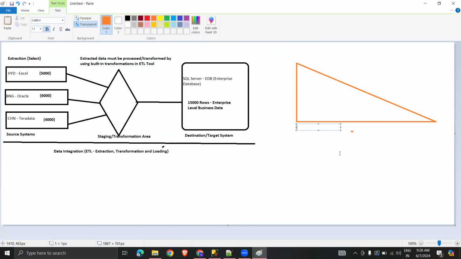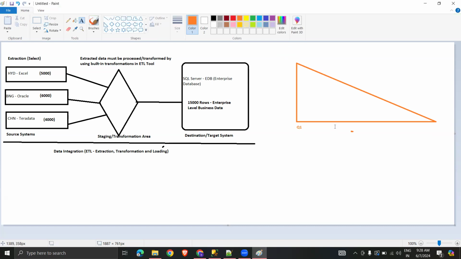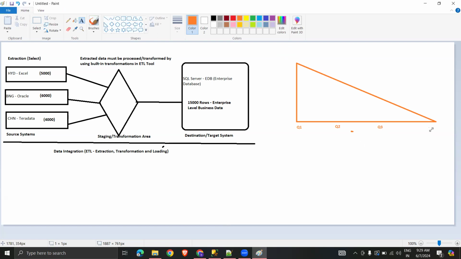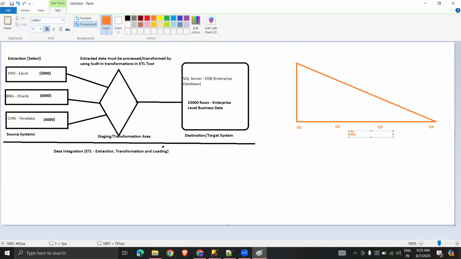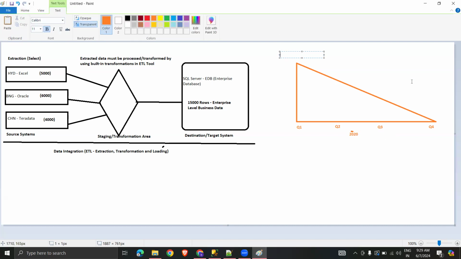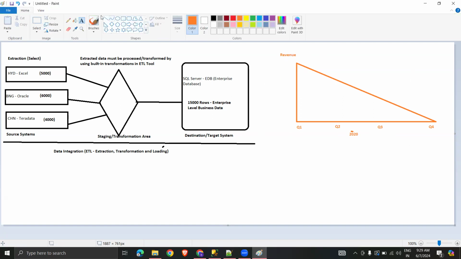This is my x-axis. You have quarter one data, quarter two, and then quarter three, quarter four. This totally we call as 2020, during COVID time, right? And on the y-axis, we have revenue. And you are trying to prepare this report by taking the data from this data source, right?